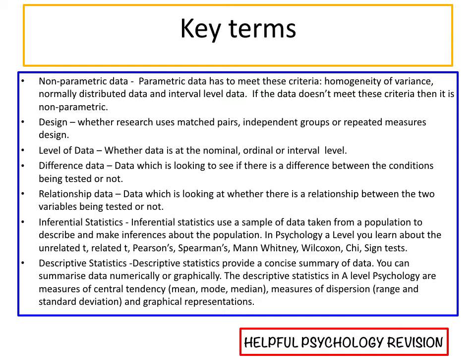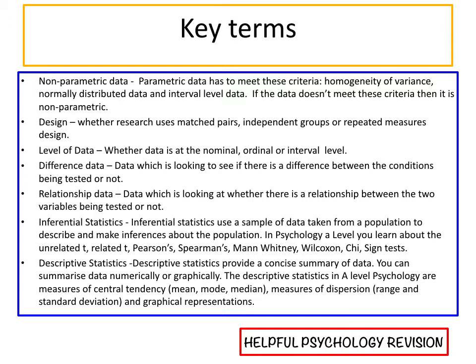Inferential statistics use a sample of data taken from a population to describe and make inferences about the population. In A-level psychology, you learn about the unrelated T, the related T, Pearson's, Spearman's, Mann-Whitney, Wilcoxon, Chi, and sign tests.